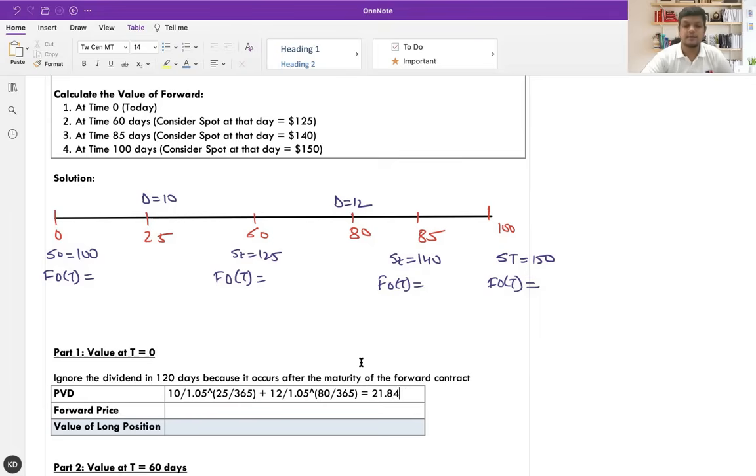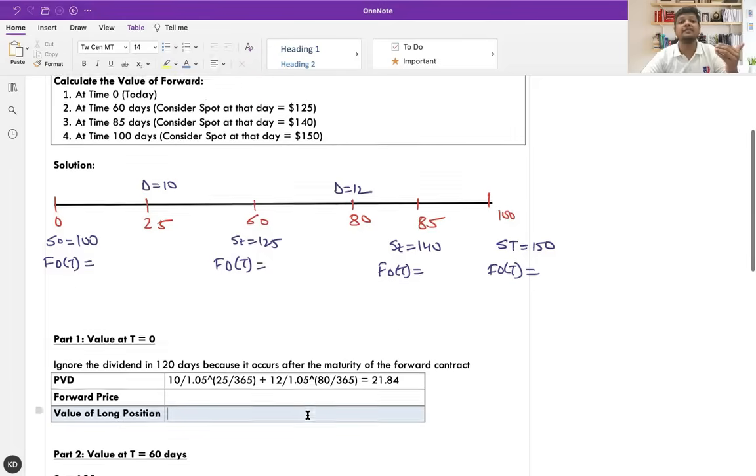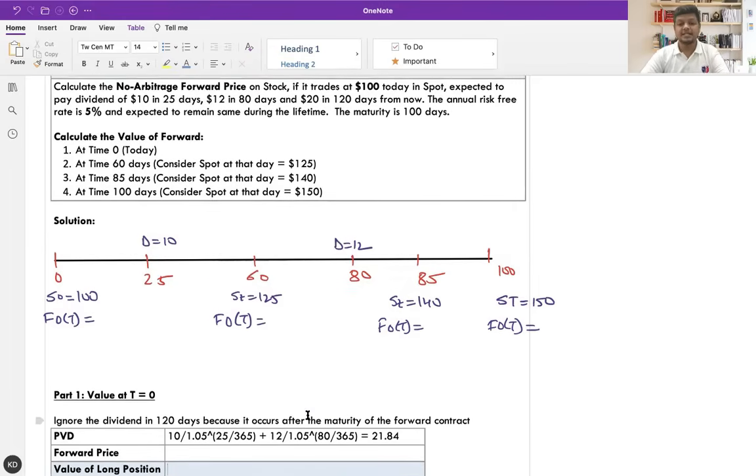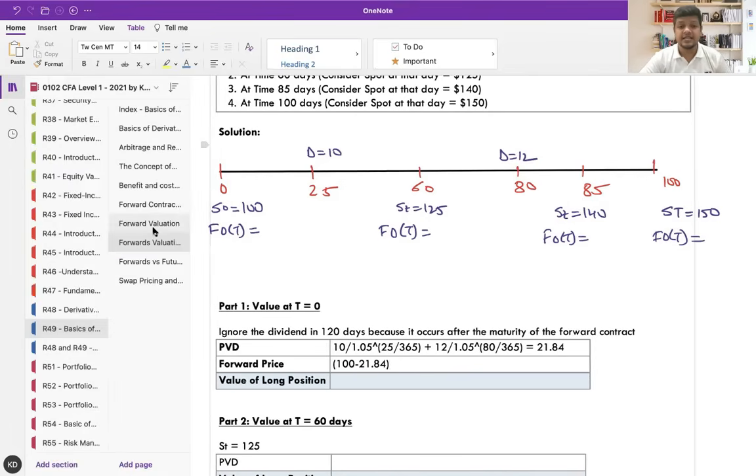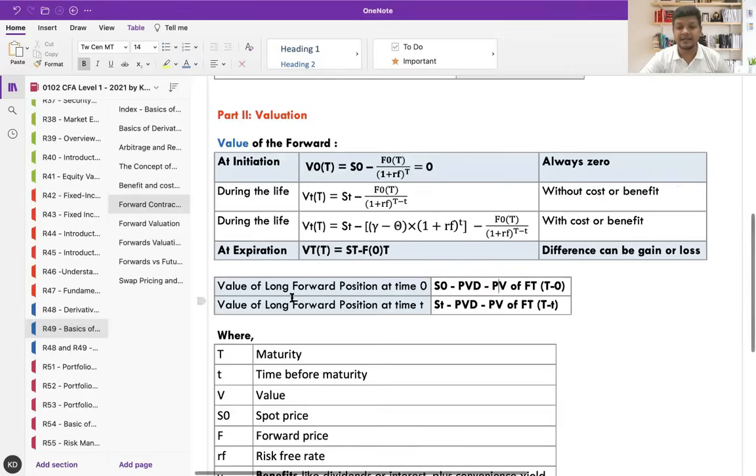Clear? Yes. Round it off. That's the present value of your dividends, which you have to subtract from the spot. What is the spot today? Spot today is 100 minus 21.84. That's the present value of dividends. So I have S0 minus the present value of dividends. See here, how do we get the pricing? Spot minus present value of dividends, correct? Right?